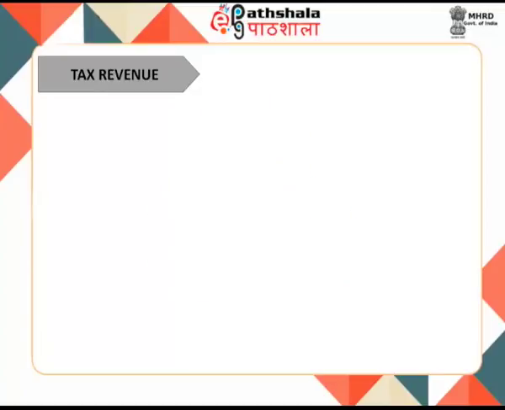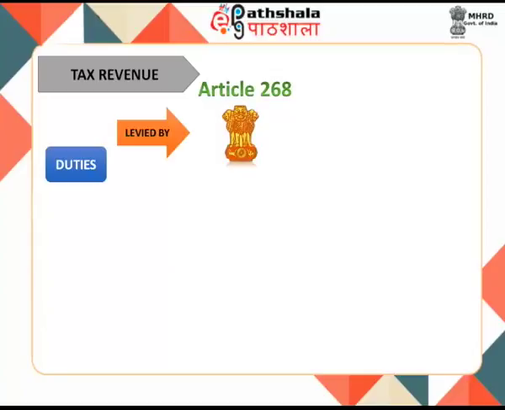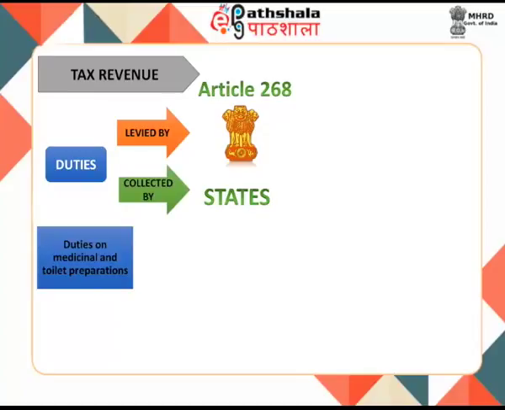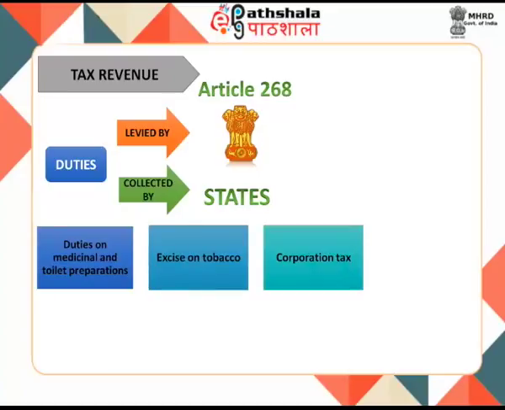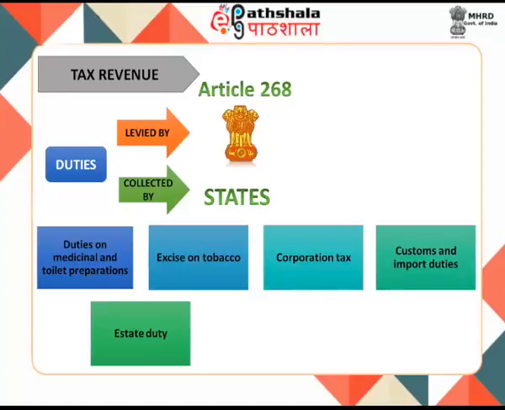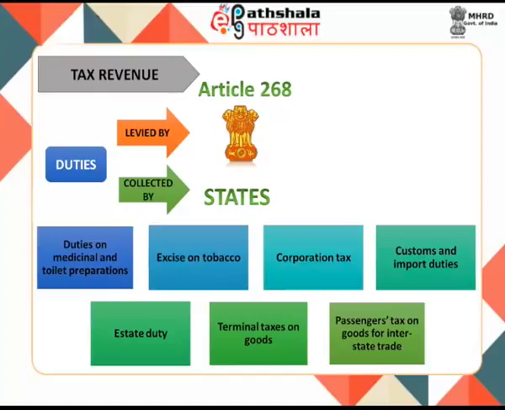Tax revenue. Article 268 deals with duties to be levied by the Union but collected and appropriated by the states. It includes duties on medicinal and toilet preparations, excise on tobacco, corporation tax, customs and import duties, estate duty, terminal taxes on goods and passengers, tax on goods for interstate trade, etc.